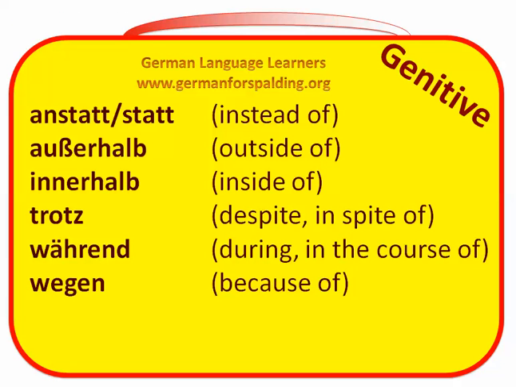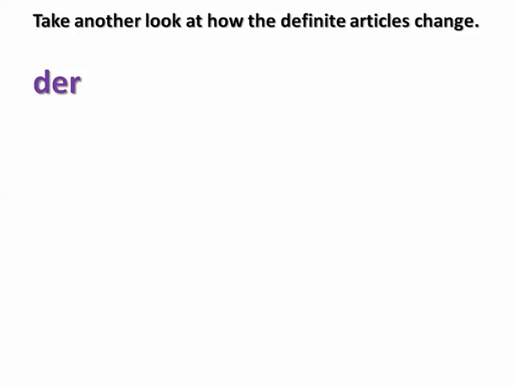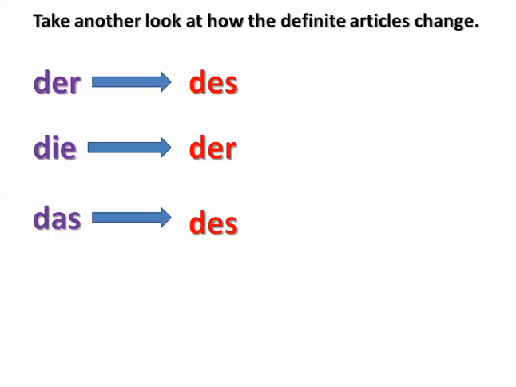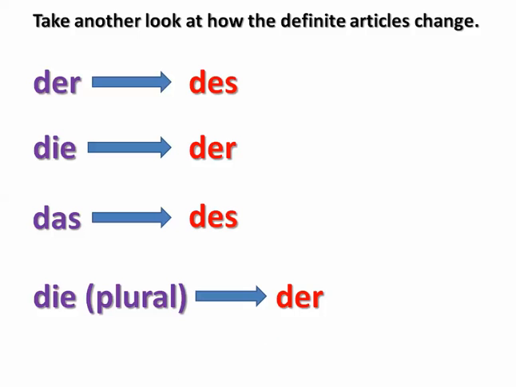Alright, another category of prepositions are genitive prepositions. So here's the list. Anstatt or statt, which means instead of. Außerhalb, outside of. Innerhalb, inside of. Trotz, which is despite or perhaps in spite of. Während, during or in the course of. And wegen, because of. Now these are going to use genitive. So the definite articles in the genitive are going to have a change. Der, masculine nouns, and neuter nouns will change to des, and die words or feminine nouns will change to der, and the plural will also change to der.